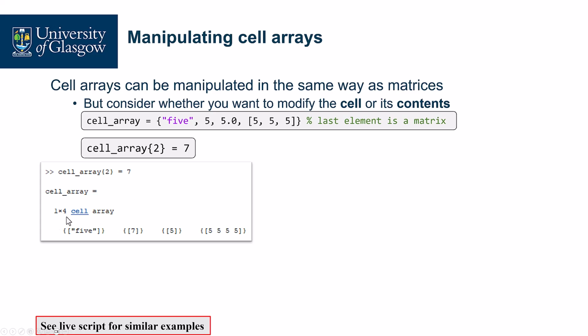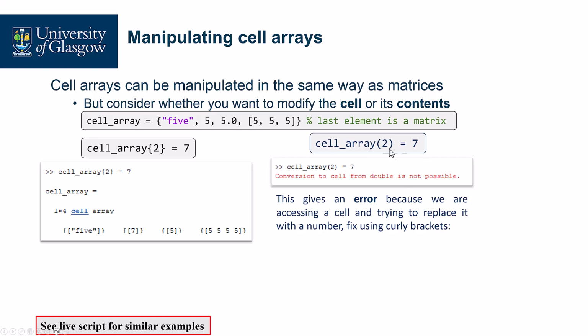So the second element of the 1 by 4 array changed from 5 to 7. 5 is here, 7 is here. Oppositely, if we write cell array, parentheses 2 equals 7, it will give us a syntax error. It says conversion to cell from double is not possible. What does this mean? I used parentheses here.